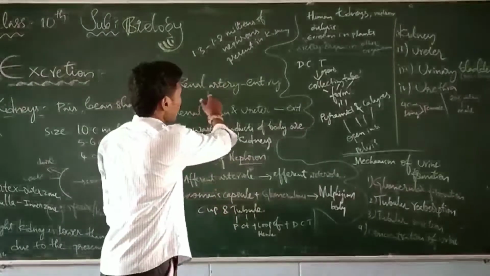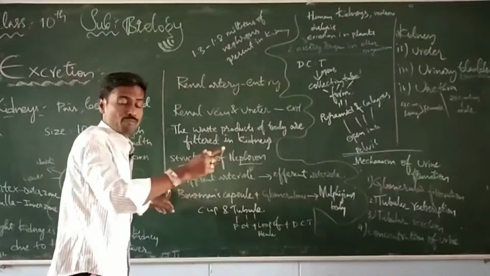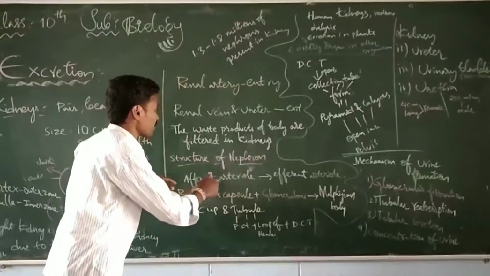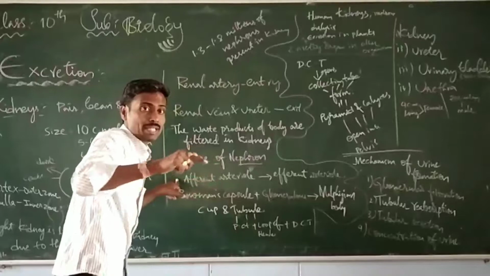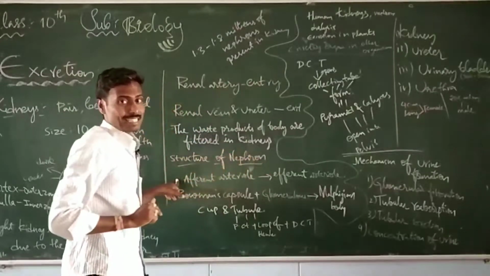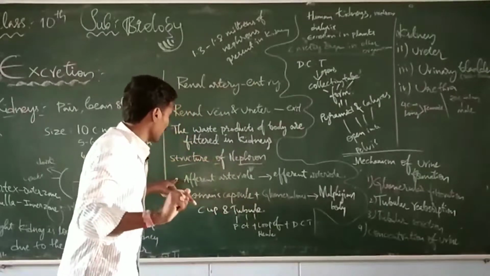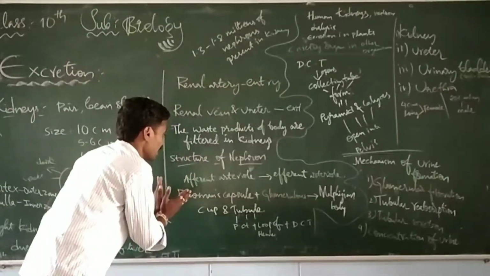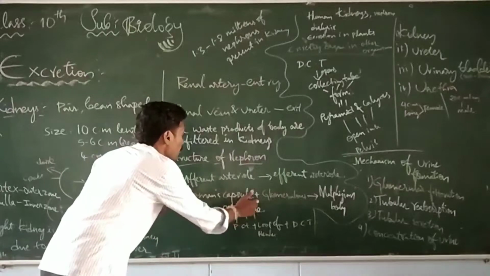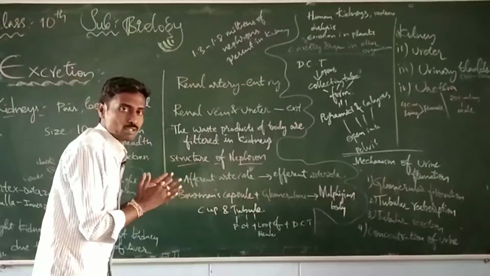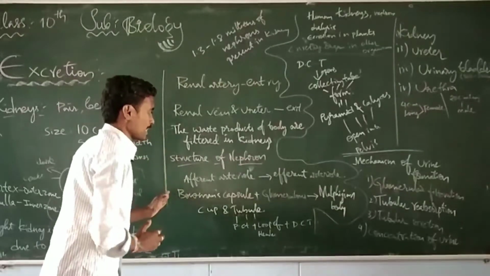Why? Because the renal artery brings blood from all the body parts and enters each nephron, which are present in large numbers in each kidney. So what is going on inside the nephron? Filtration is going on. Where? In that part of the nephron. What is that part of the nephron? The Bowman's capsule, that Malpighian body. Here the filtration is going on inside the Bowman's capsule.